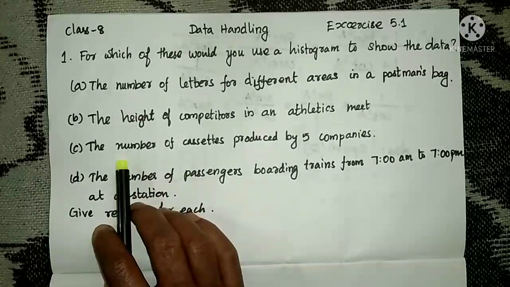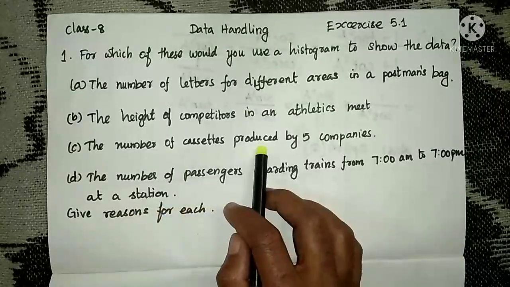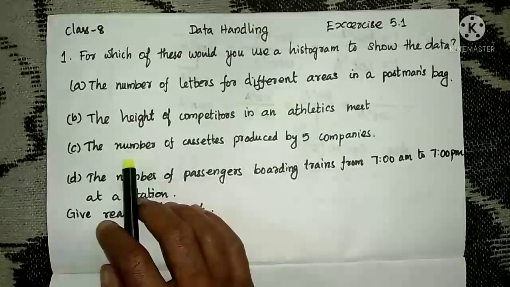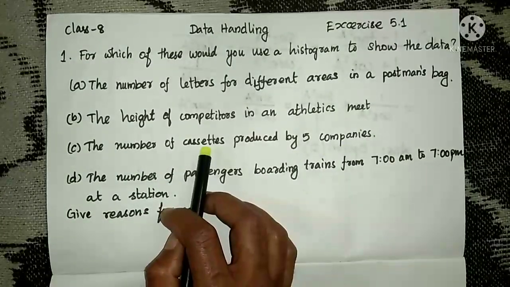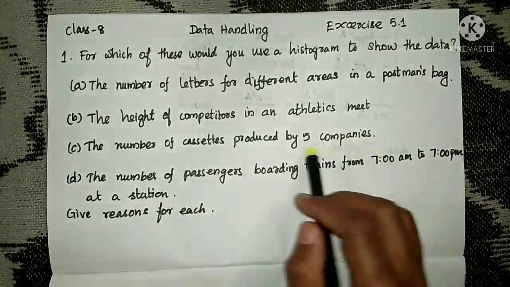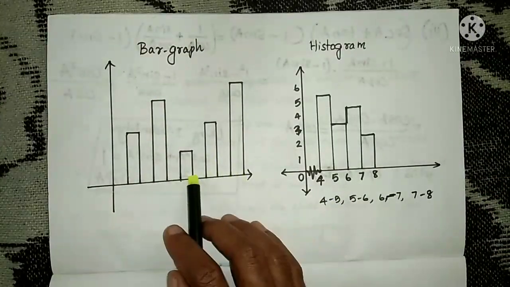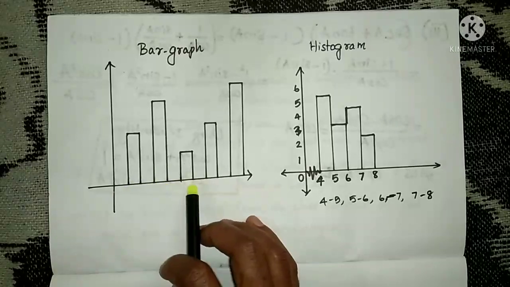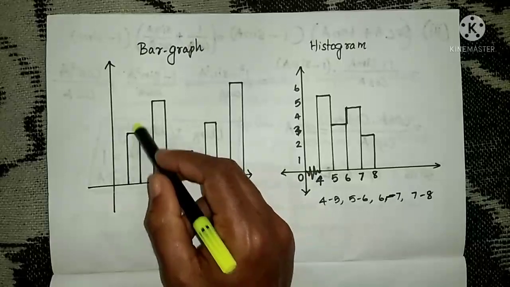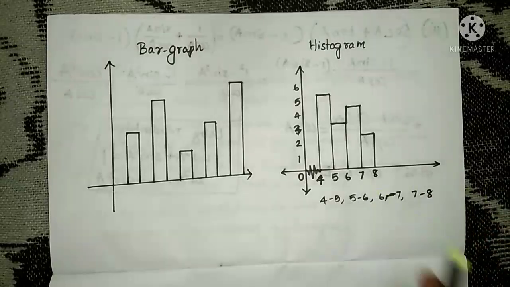Third statement, the number of cassettes produced by 5 companies. ഇതിൽ number of cassettes, it's a numerical value produced by 5 companies, and we can say company A or B or C, D. So like that we can give company A, B, C, D and E. 5 company names we can give, and we can give the number of cassettes. So ഇത് നമ്മൾ ബാർ ഗ്രാഫിലാണ് ഇത് വരയ്ക്കാൻ പറ്റുക, ഹിസ്റ്റോഗ്രാമിൽ പറ്റില്ല.